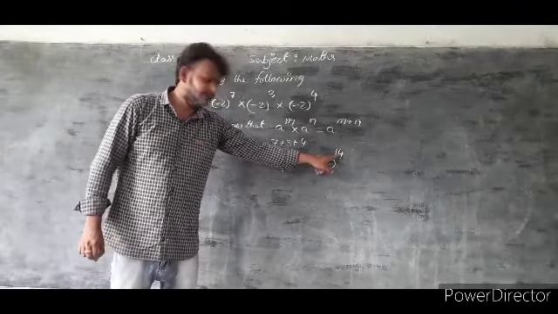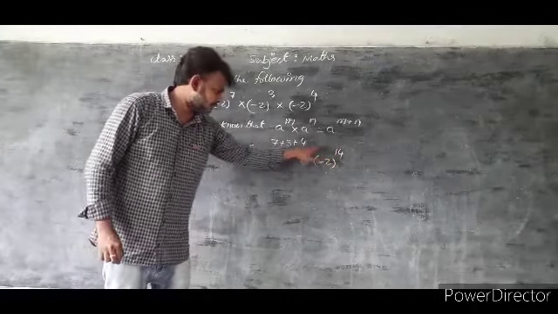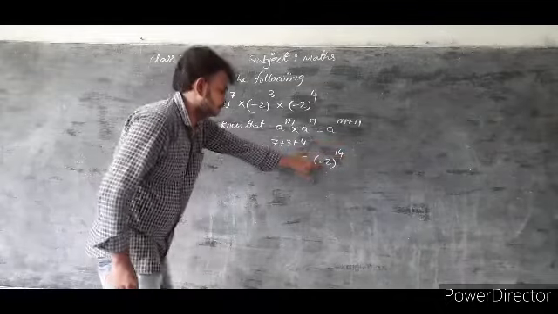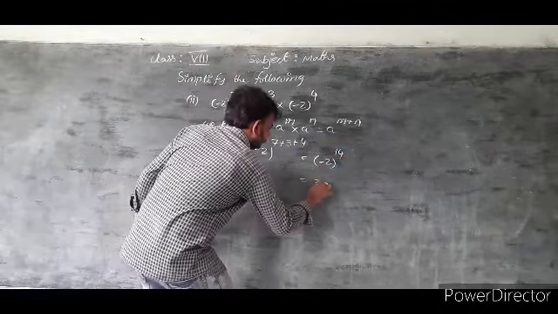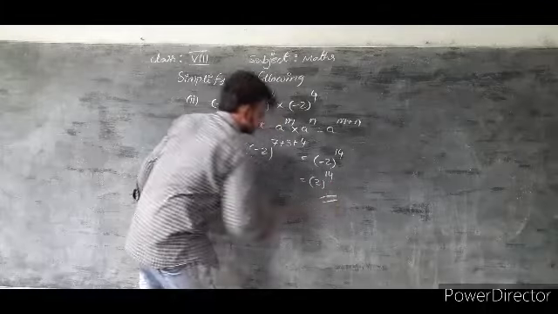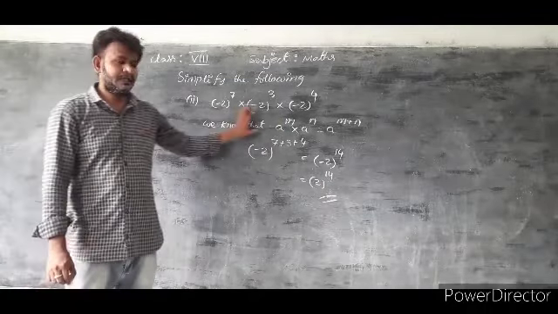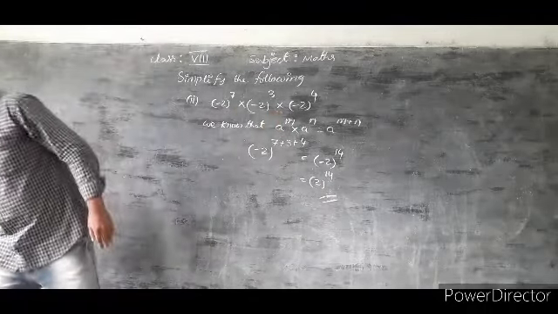So here 14 is an even number, so this value is positive. So it is also written as 2^14. So this is the second problem. Now third problem.